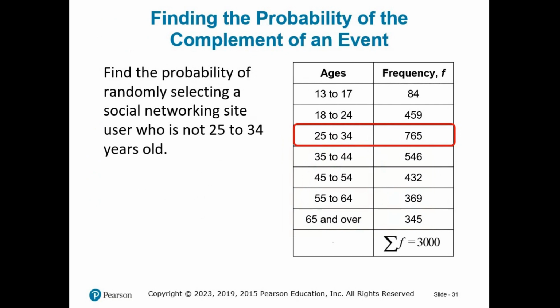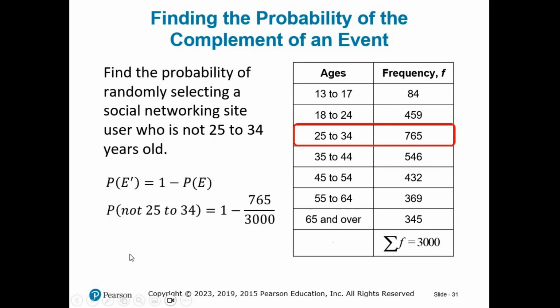So for example, find the probability of randomly selecting a social networking site user who is not 25 to 34 years old. Okay, well, if I'm not in the group for 25 to 34 in this table, that means I'm in one of these other groups, 13 to 17, 18 to 24, 35 to 44, and so on. But instead of dealing with the hassle of adding up all the frequencies from the other age groups to figure out the probability, I can just use the complement rule of probability. The probability that the selected user is not in the age group from 25 to 34 is 1 minus the probability that he or she is in that age group.